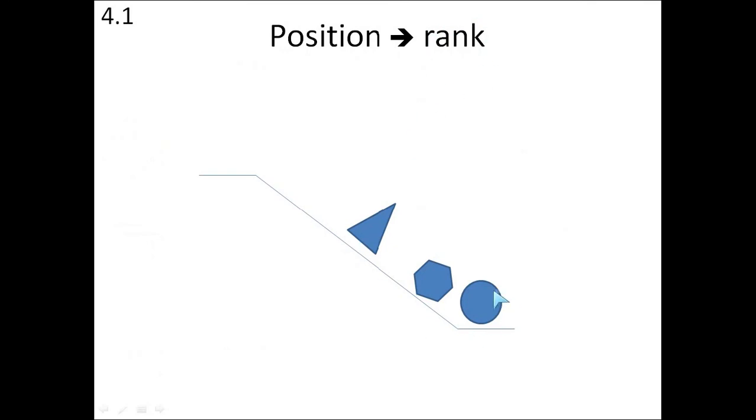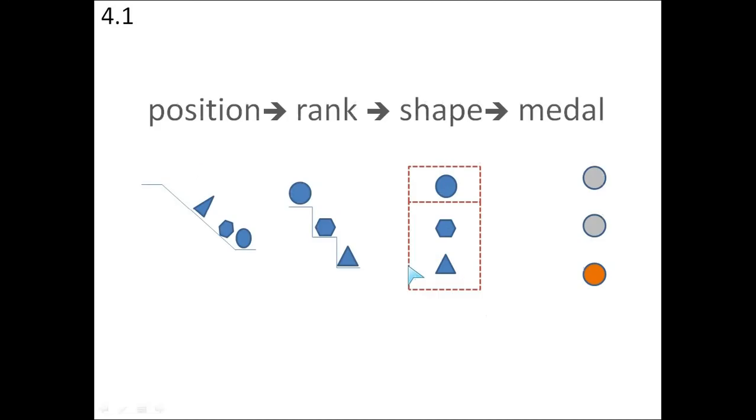So, how do we work out what the rank of these shapes are? We see who passes the finish line first. So when the circle passes the finish line first, we put them in first rank. When the straight edge shape passes the finish line second, we put them into second place. And the triangle comes up last.